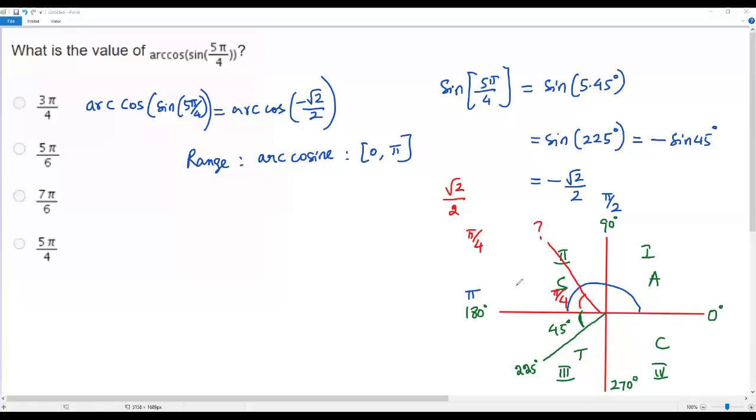So what angle should come over here? To get the angle measure, I have to subtract pi over 4 from pi. So pi minus pi over 4, when I simplify, I get 3 pi over 4. So the angle measure which is equal to arccosine of negative square root of 2 over 2 is 3 pi over 4. So the correct answer choice for this question is the first one, 3 pi over 4.